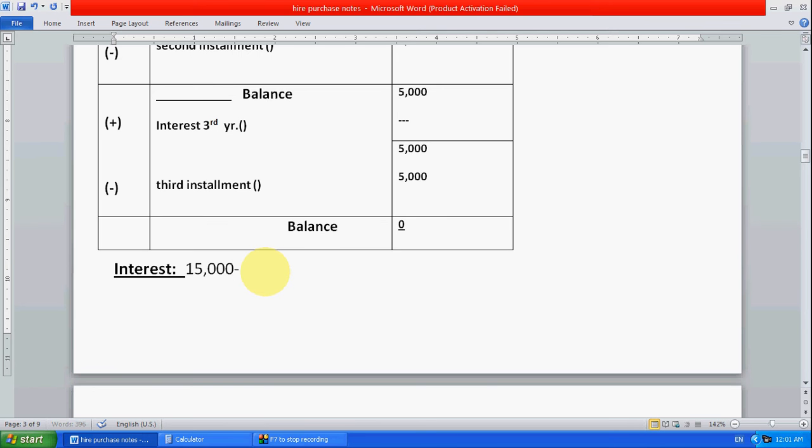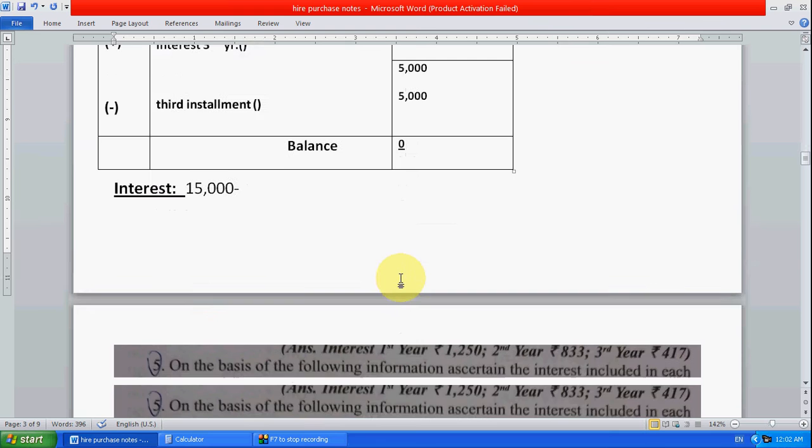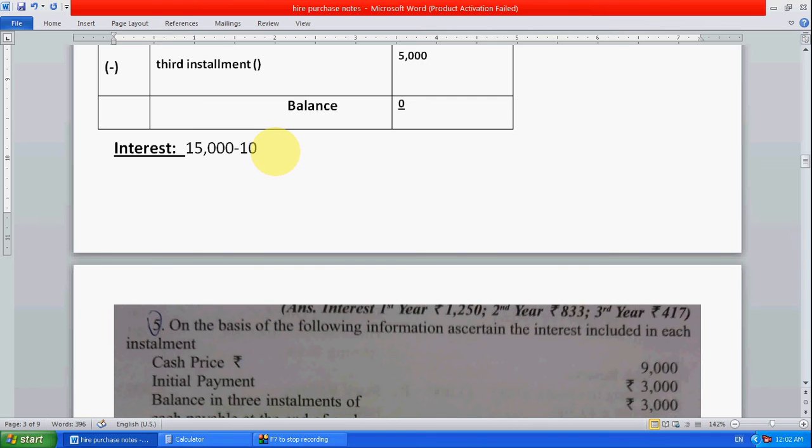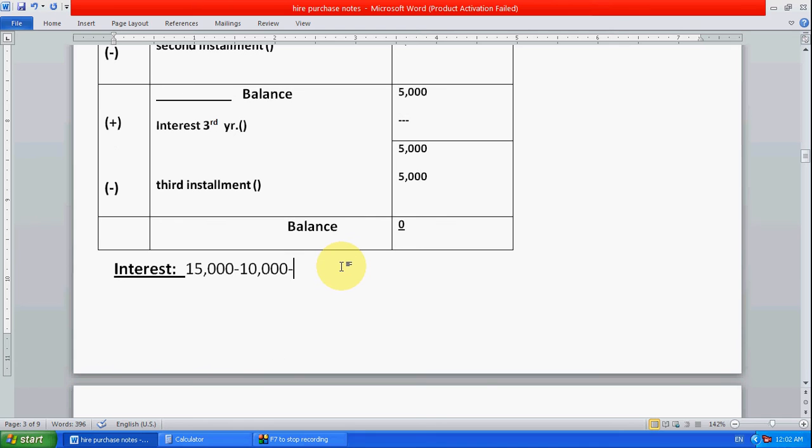After the first installment the balance was 10,000, so on this 10,000 we have to take the interest. So right here, 10,000. And the third one: after deducting the second installment the balance was 5,000, and on this 5,000 we have to add the interest. So right here, 5,000. On these 15,000, 10,000, 5,000 we have to calculate the interest.